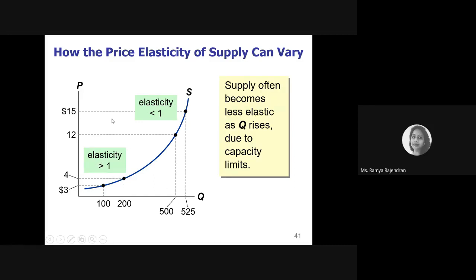Because here, when the price is increasing, the quantity is increasing, but to a very small extent compared to the previous one. Earlier, for a small change in price, there's a big change in quantity. But here, for a $3 change in price, the change is just 25 units. So the elasticity here is less than 1, and earlier it was greater than 1. So the supply becomes less elastic as the quantity increases, because the factory will have capacity limits.